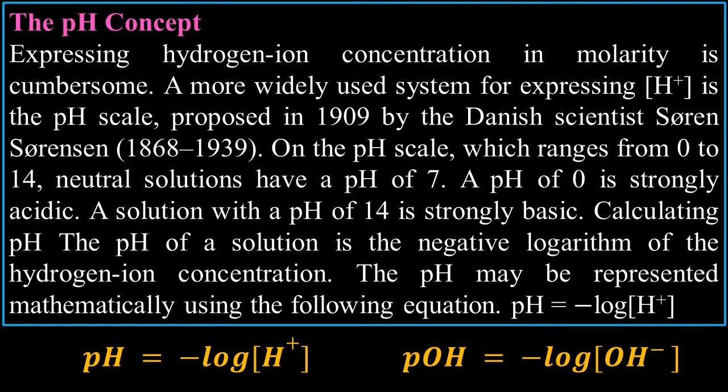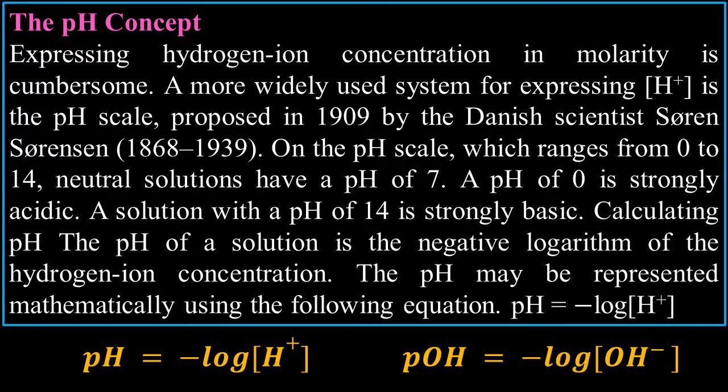The pH concept. Expressing hydrogen ion concentration in molarity is cumbersome. A more widely used system for expressing H+ ion concentration is the pH scale, proposed in 1909 by the Danish scientist Sorensen. On the pH scale, which ranges from 0 to 14, neutral solutions have a pH of 7. A pH of 0 is strongly acidic, one that is completely dissociated. The solution with a pH of 14 is strongly basic.